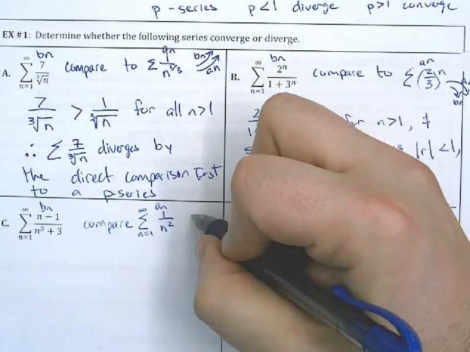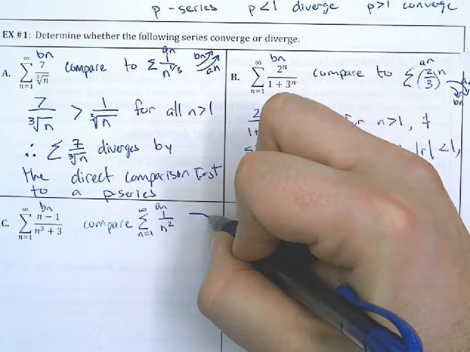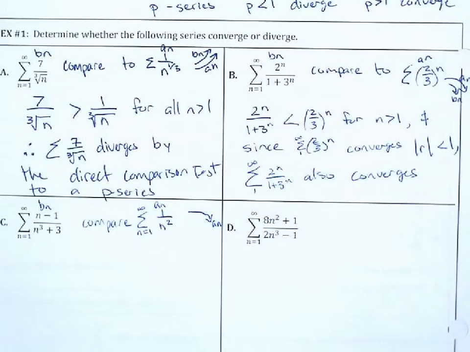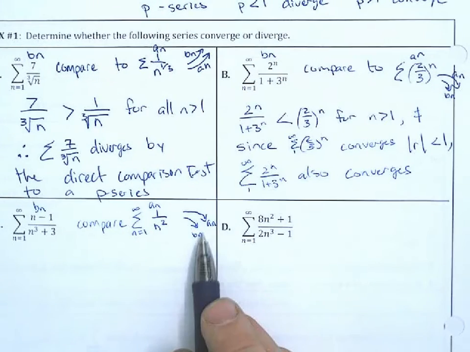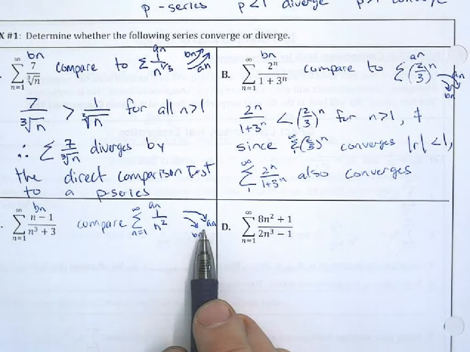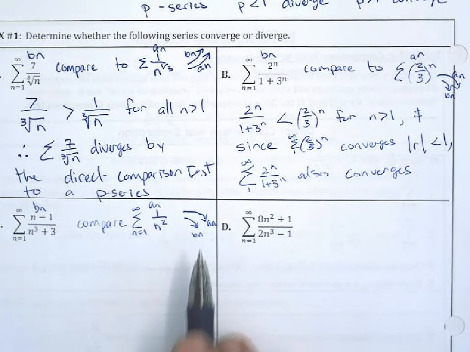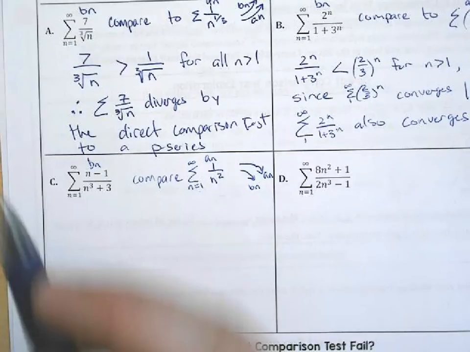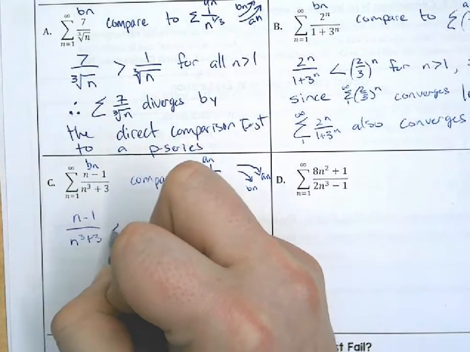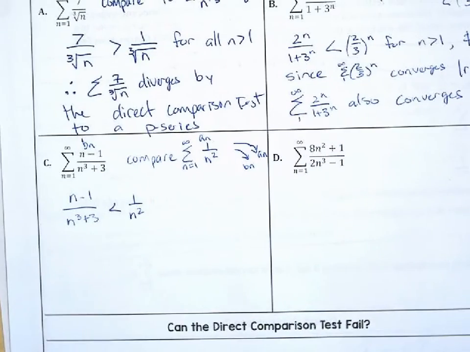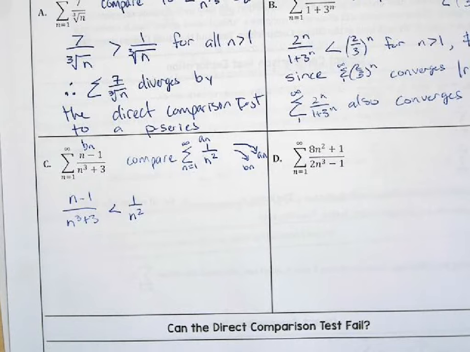So we know this converges, so what do we need ours to do? We need to be less than. Is this my little visual technique helping us? Yeah. Okay. So we need it to be less than, so we'll say n minus 1 over n cubed plus 3 is less than 1 over n squared. We have to prove it, because sometimes it's not.